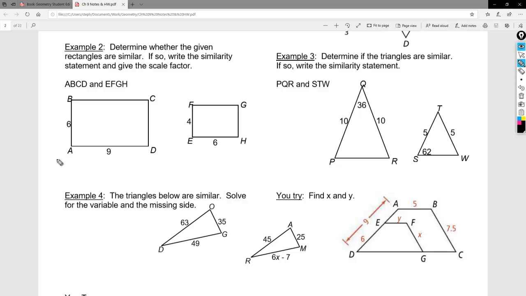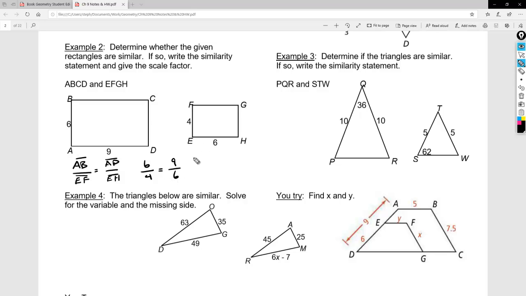So I'm going to compare AB to EF, and this must be true in regards to AD and EH. So if I fill in the numbers here, AB is 6, EF is 4, AD is 9, EH is 6. So I do see that this is true. This does create a true proportion, and so these shapes are similar.